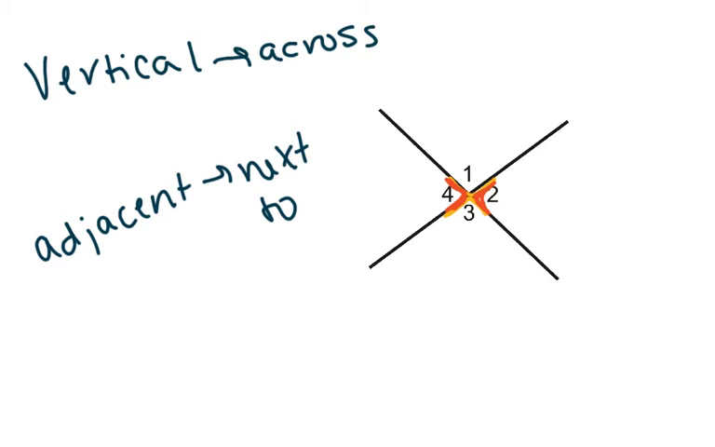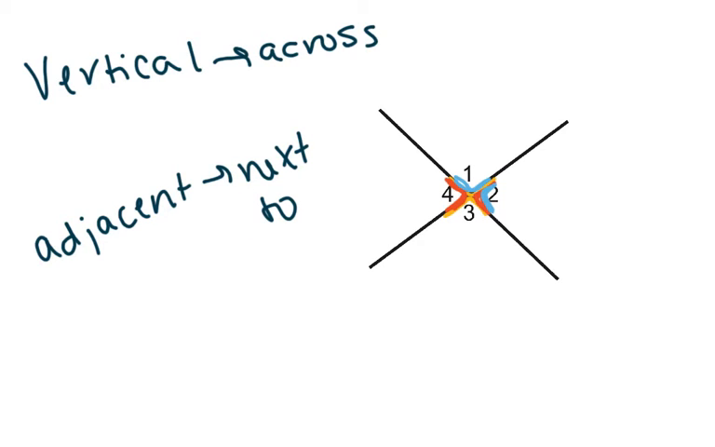Then we have adjacent angles. Those are angles that are next to each other. In this diagram, angle 1 and angle 2 are next to each other, 2 and 3, 3 and 4, 4 and 1. So this one has a lot of examples of adjacent angles, but I'll just outline that 1 and 2 are adjacent, or next to each other. This information is going to be pretty important for today's lesson, knowing that vertical angles are across from each other and adjacent angles are next to each other.